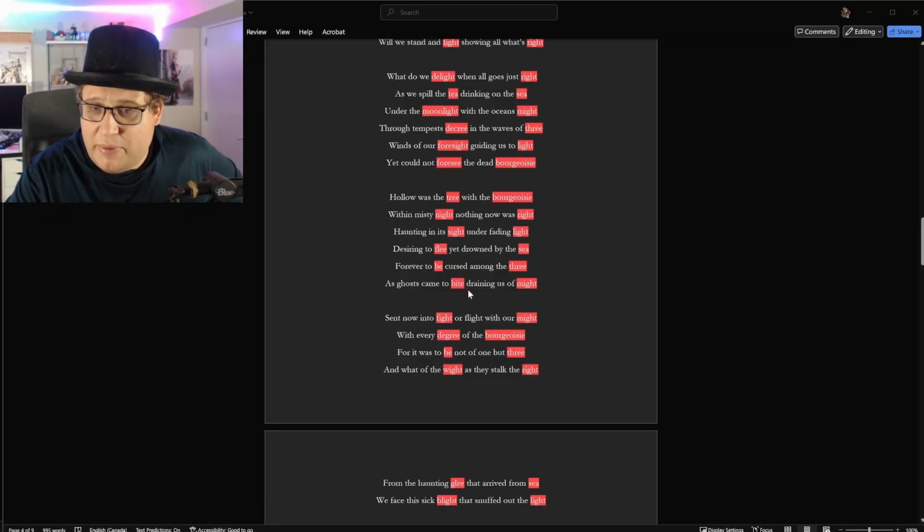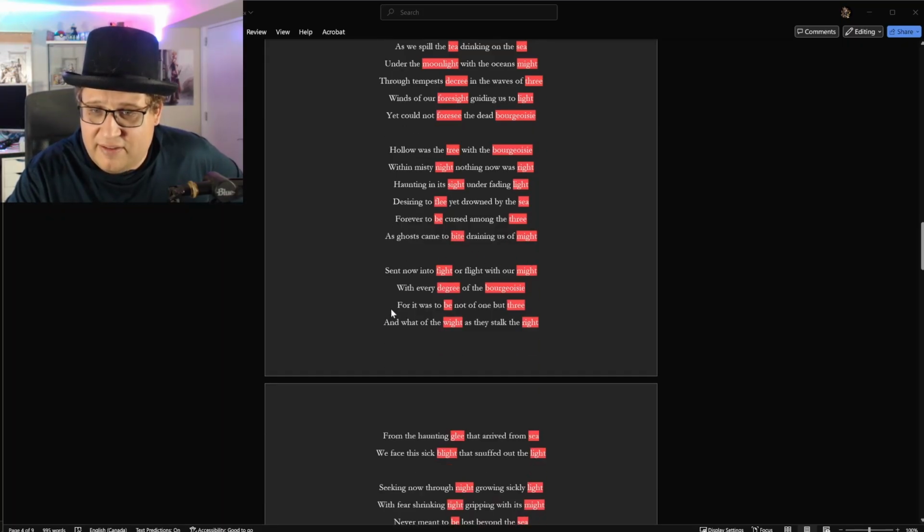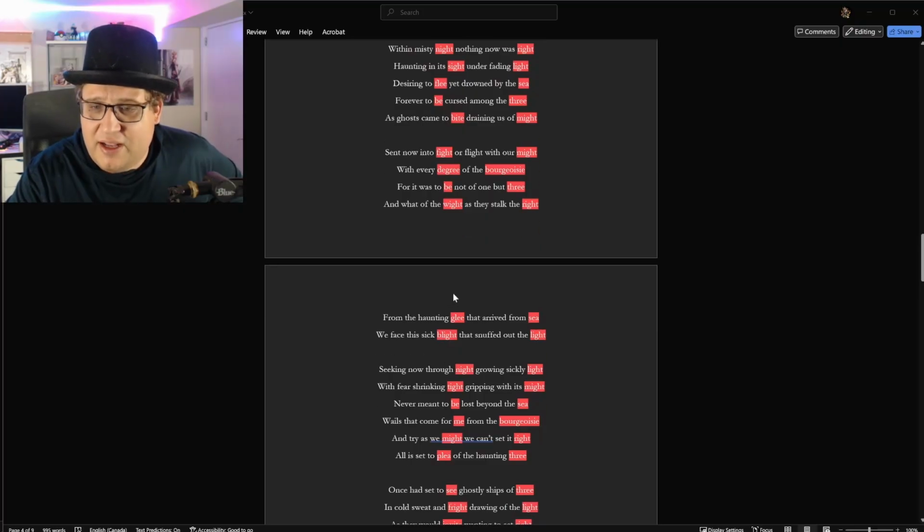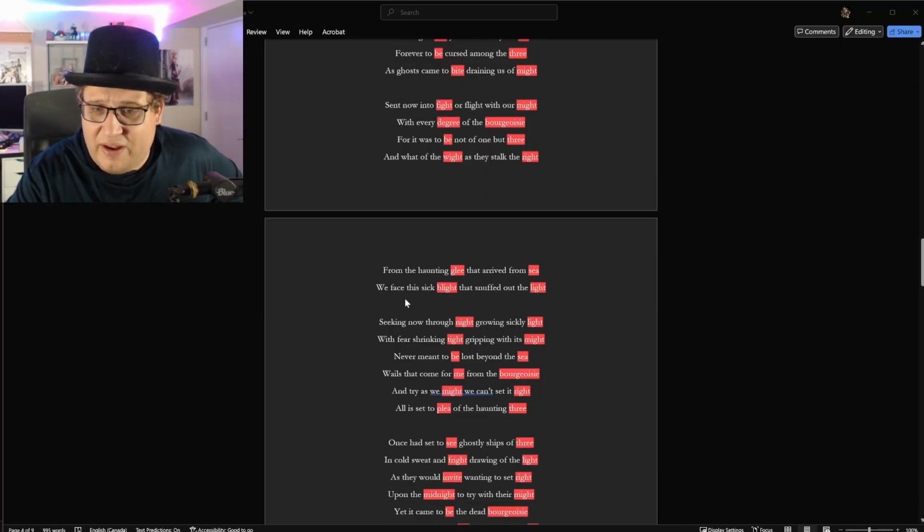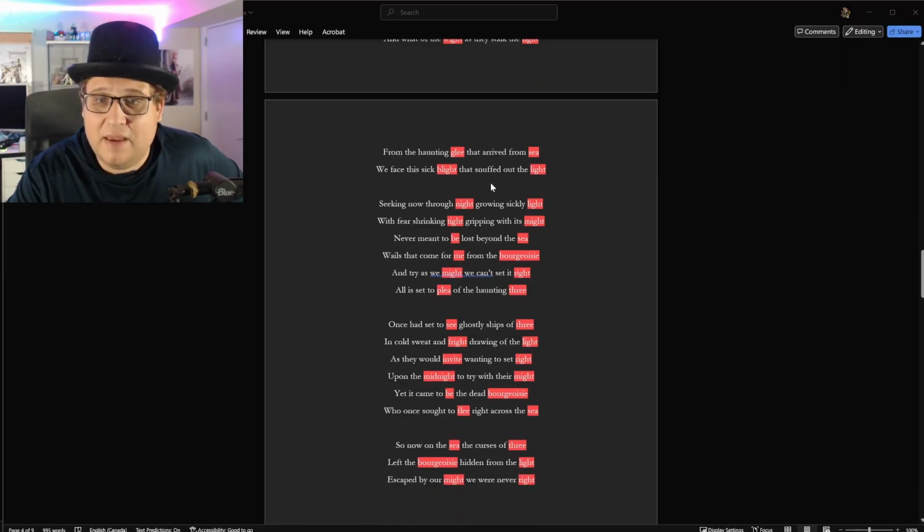As ghosts came to bite, draining us of might, sent now into fight or flight with our might, with every decree of the bourgeoisie, for it was to be not of one but three. And what of the white as they stalk the right? From the haunting glee that arrived from sea, we face the sick blight that snuffed out the light.